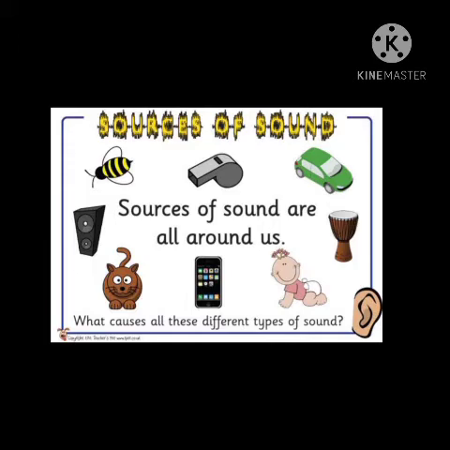Animals also produce different sounds. Some of them produce sound due to vibration in their vocal cords, for example, birds, dogs, and frogs. Some of them produce sound by flapping their wings up and down, like bees.